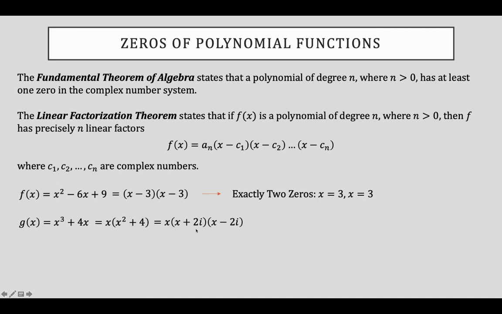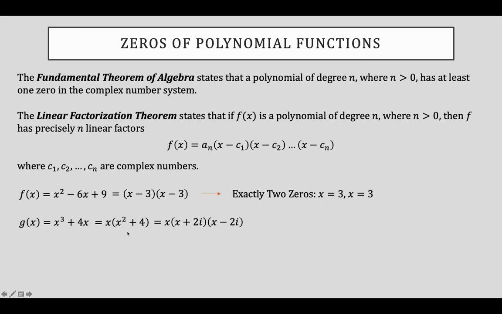Now, if you're curious as to where those values came from, think about what you would do after you factor a polynomial to find the zeros. You would take each one of these factors and set them equal to 0. If you set x squared plus 4 equal to 0 and solve, you would get x squared is equal to negative 4. And taking the square root of both sides would say x is equal to plus or minus 2i.